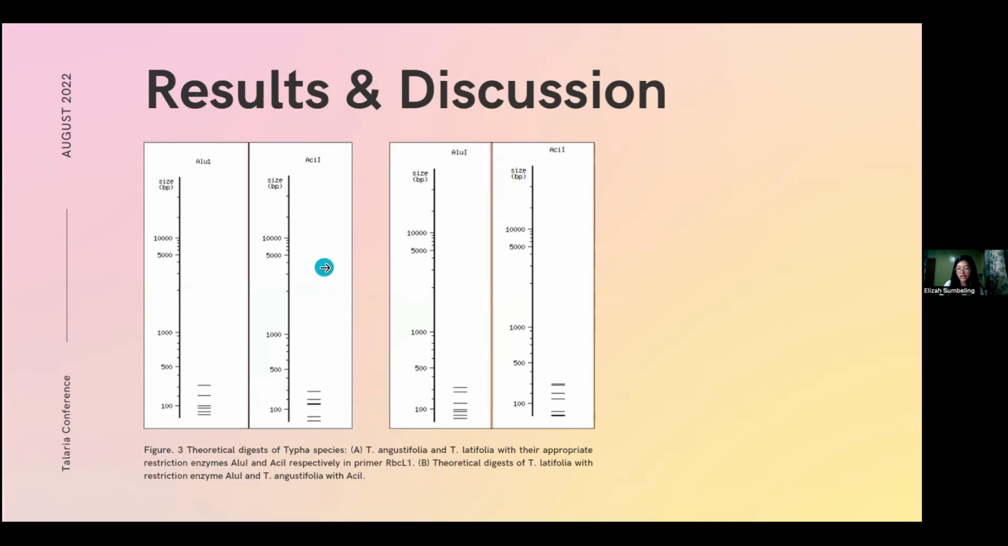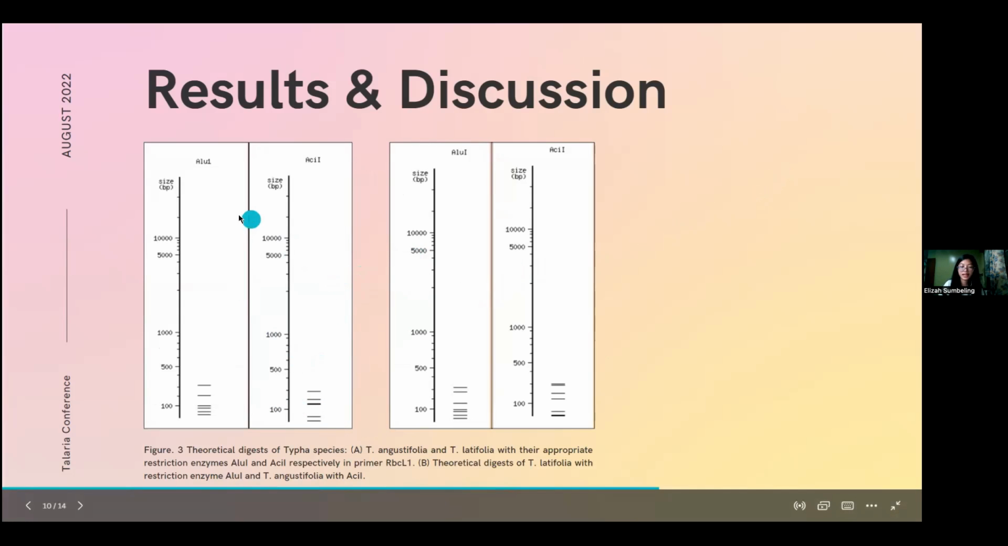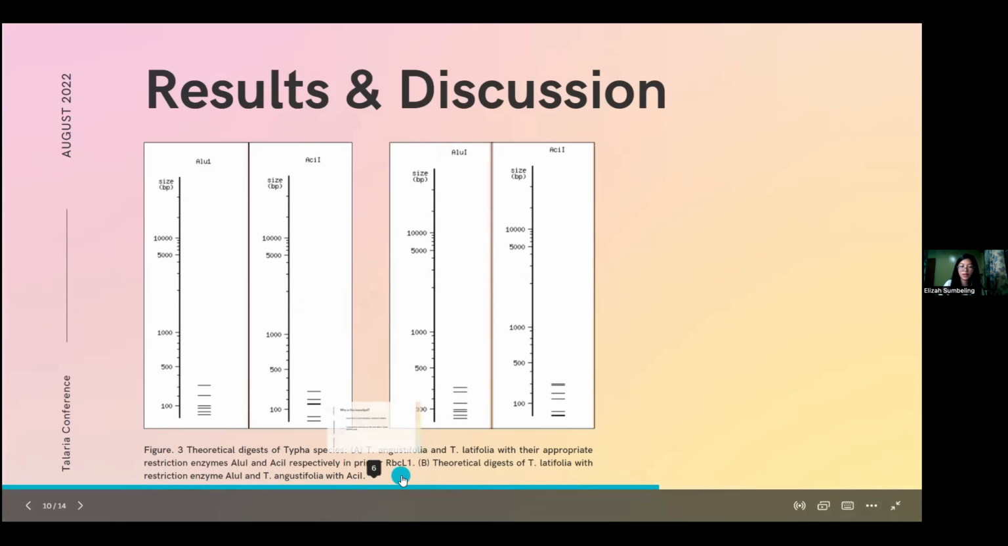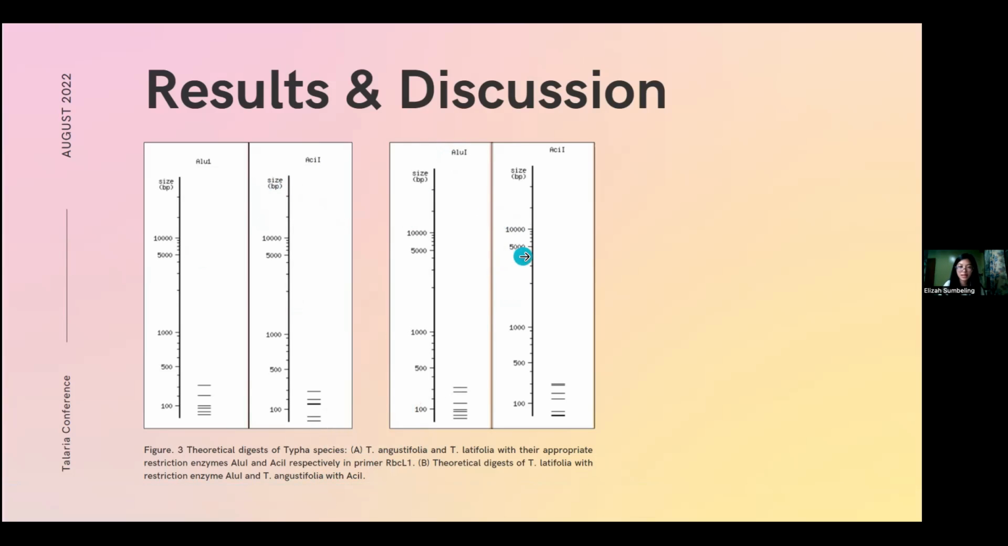The theoretical digests were separated using 0.7% agarose gel. And here in figure 3, at the left side, we have T. angustifolia and T. latifolia with their appropriate restriction enzyme. And at the right side, we have T. latifolia with AluI and T. angustifolia with AciI. So we basically just switched the species with respect to the restriction enzyme.